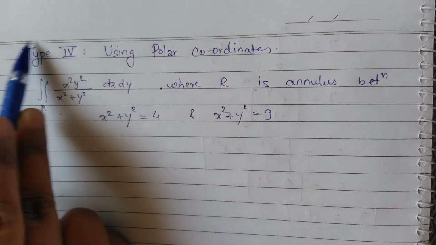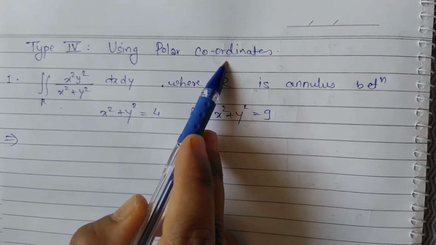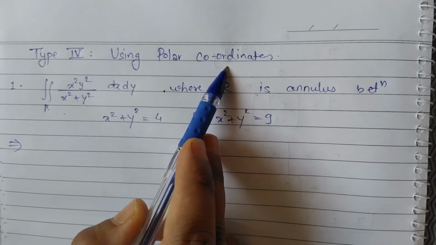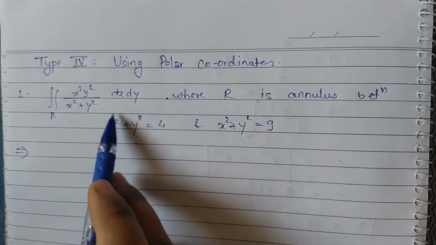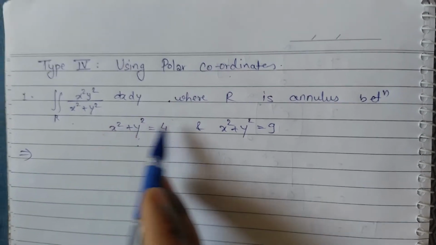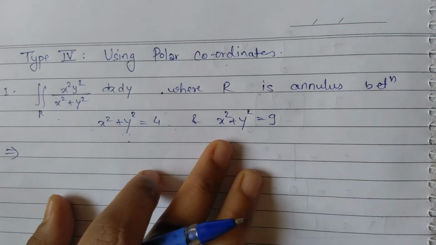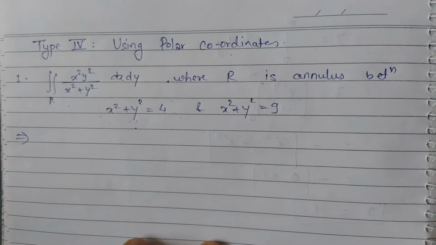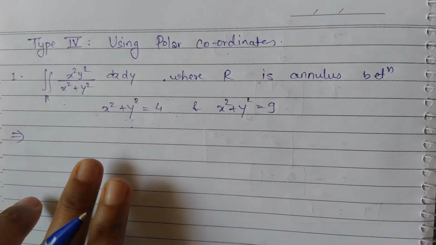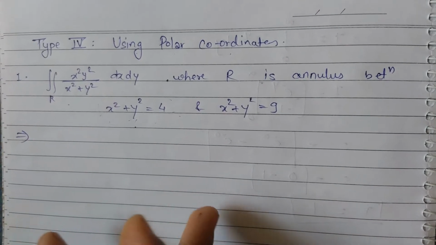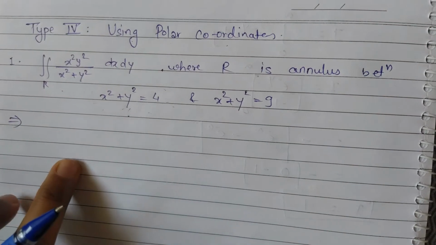Now next is type 4, that is using polar coordinates. Now see, why do we use polar coordinates? Because it's not convenient to find the limits in some regions in terms of Cartesian coordinates, that is in terms of x and y. Some regions are circular or elliptical where it is not easy to find the limits of x and y. So then what we will do, we will convert those xy coordinates in terms of polar coordinates by using x is equal to r cos theta and y is equal to r sin theta.